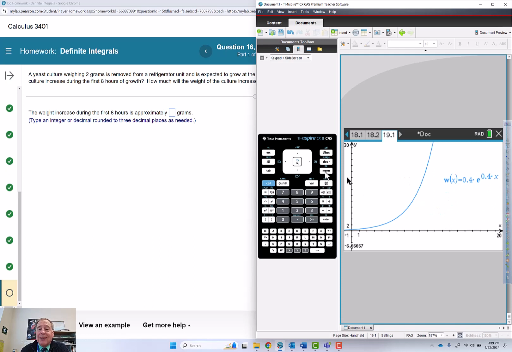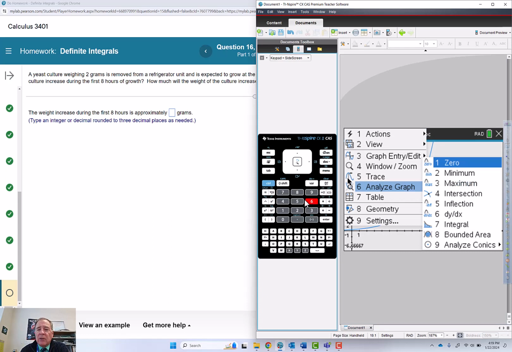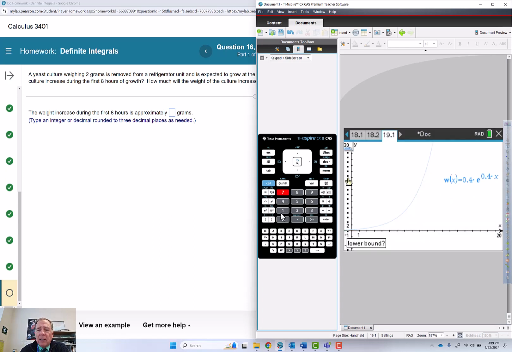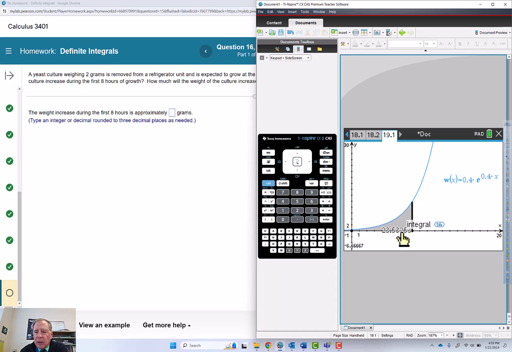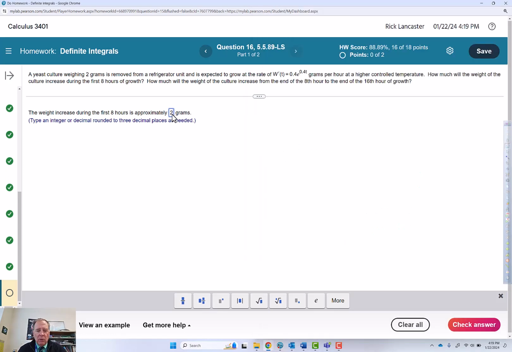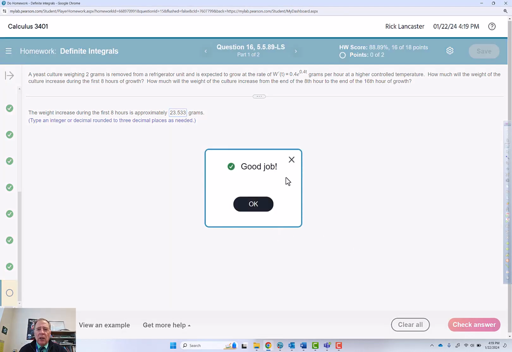To do this in the graph menu, 6, 7 for integral, and we're going to go from 0 to the first 8 hours, and that's our area right there. We're going to carefully grab that with the hand, and it says type an integer or decimal rounded to 3 decimal places as needed, so 23.533. Check that answer, good job.